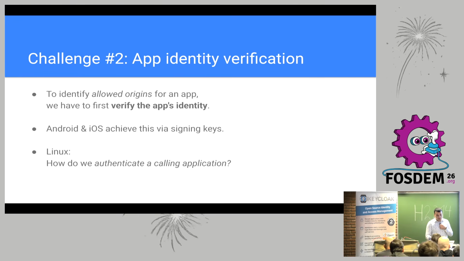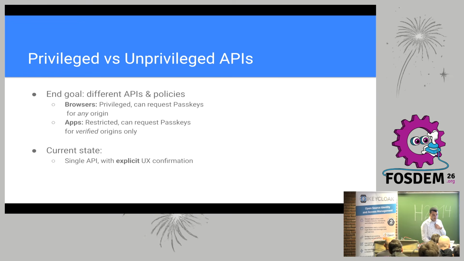Challenge 2 is an extension of the one before. Before we can even think of associating allowed origins to an app, how do I verify for certain that the app is what it says it is? On Android and iOS, this is achieved cryptographically by using the signing keys of the app or the developer certificate. On Linux, how do we achieve this? And if you have any ideas, please come contribute to the debate. Join the Matrix room. I'll share at the end.